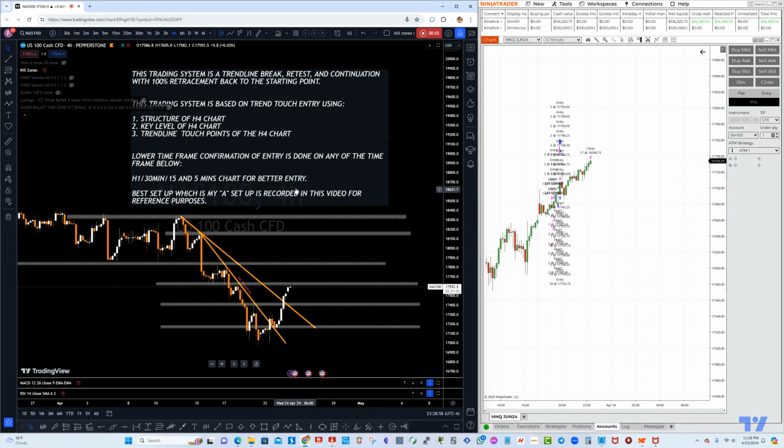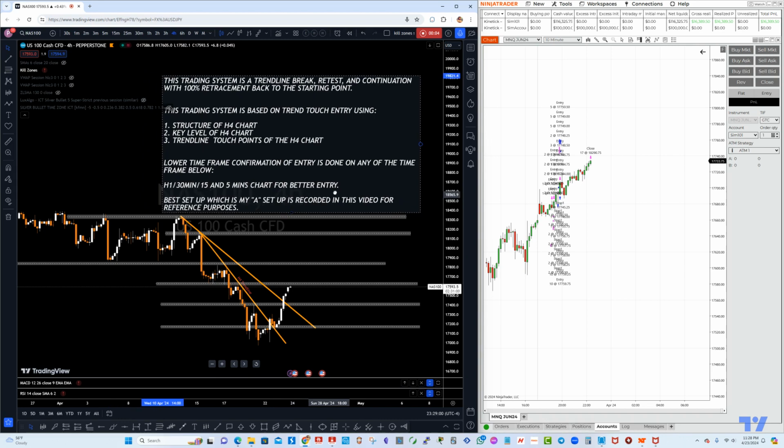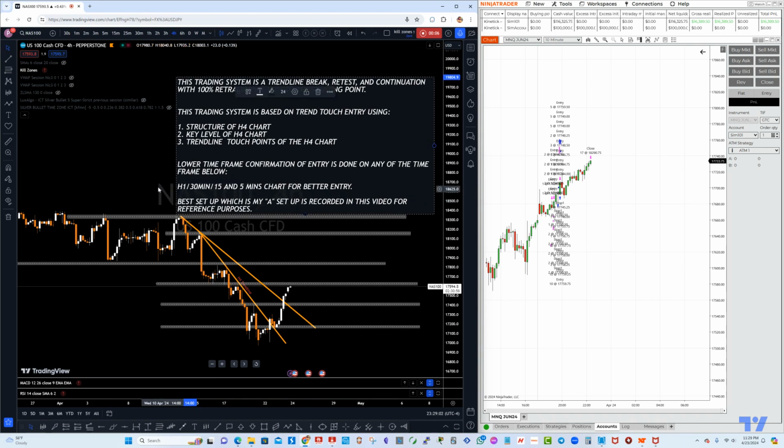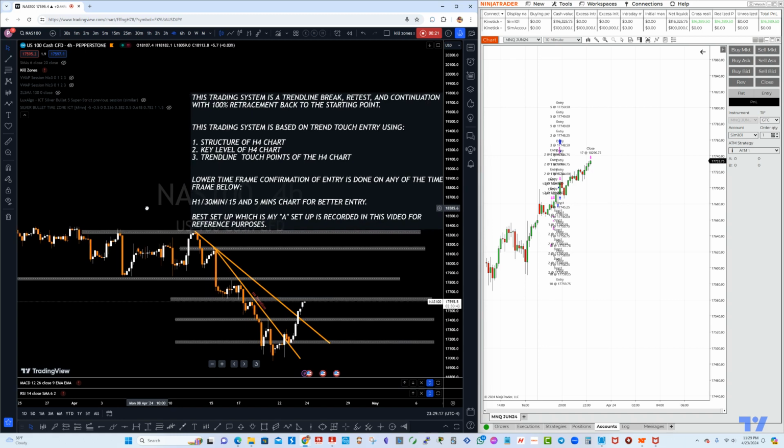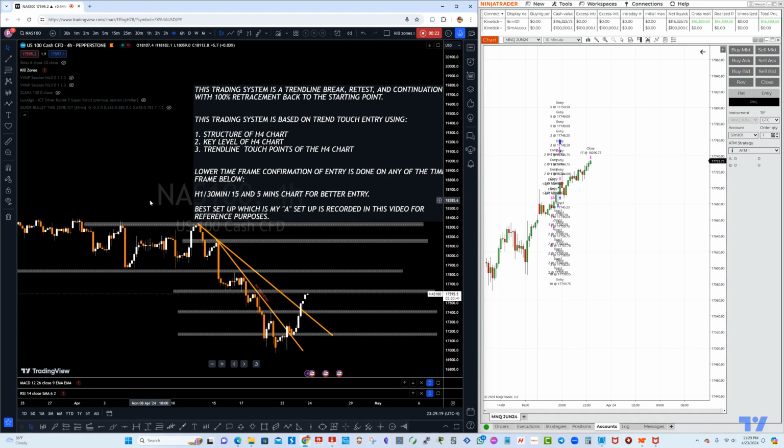So this is my trading system, and it's a trendline break retest in continuation with 100% retracement back to the starting point. I've experienced this over and over, and because of that, I want to put this on record.